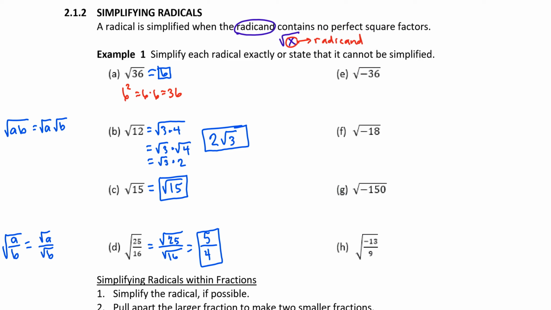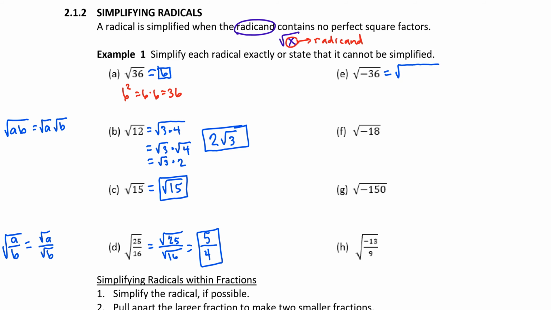Now, the next set of examples, notice all the radicands are negative. If we have a negative radicand, we're going to end up with an imaginary square root. So we have already determined that the square root of 36 is 6. Let's look at how we're going to evaluate the square root of negative 36.